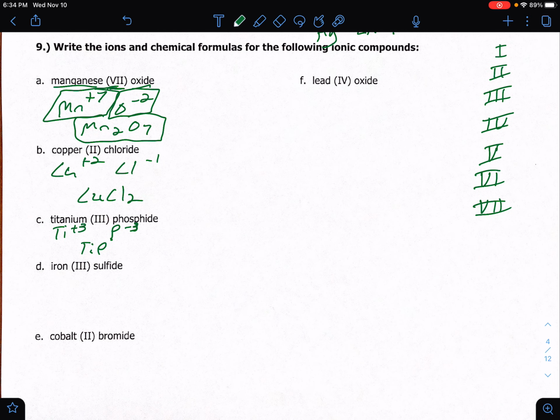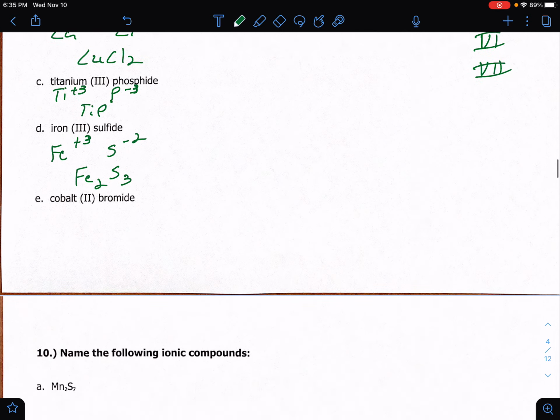D, iron 3 sulfide. So iron is Fe, and that 3 means a +3 charge. Sulfur is a -2 charge, so that's S with a -2. I can see those are not balanced, so I'm going to crisscross. So that means I need 2 irons, and I need 3 sulfurs. So those are your answers there. So I feel that we can move on to the next section now.